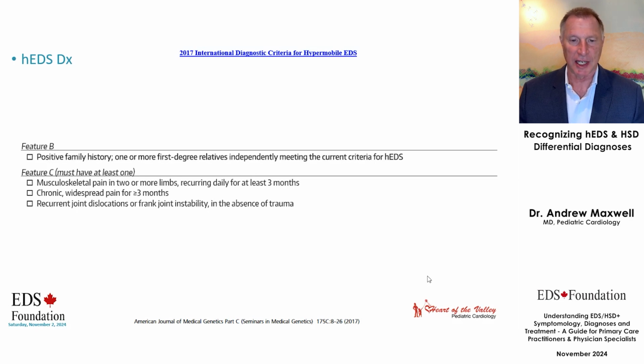And feature C is related to pain and joint dislocations. So specifically, musculoskeletal pain in two or more limbs recurring for at least 3 months on a daily basis, chronic widespread pain for more than 3 months, and recurrent joint dislocations or frank joint instability absent of trauma. So criteria number 2 requires 2 of 3 of those features.